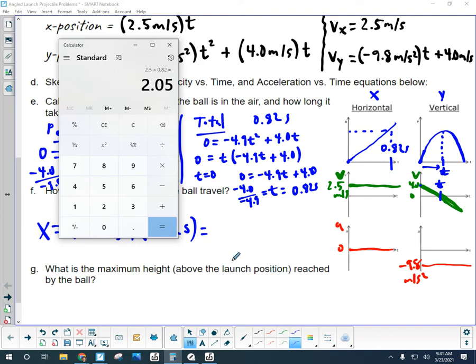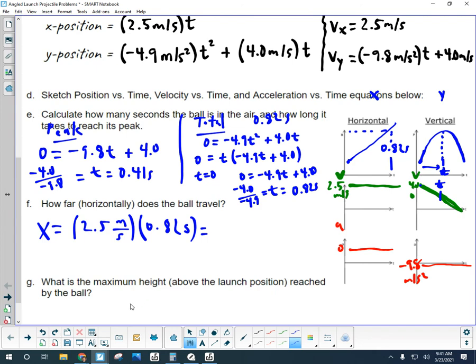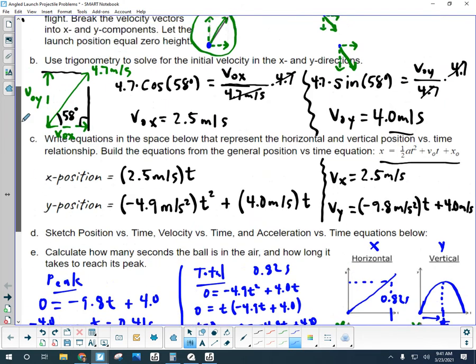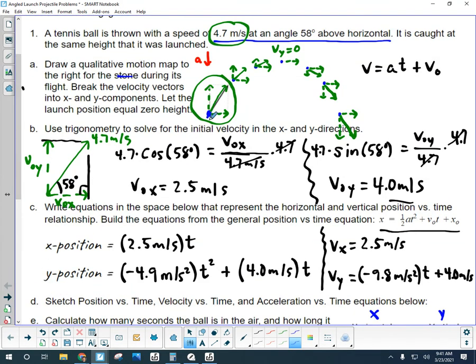So a little over 2 meters. We'll call it 2.1. And that would represent, going back to our first diagram, this distance, 2.1 meters.